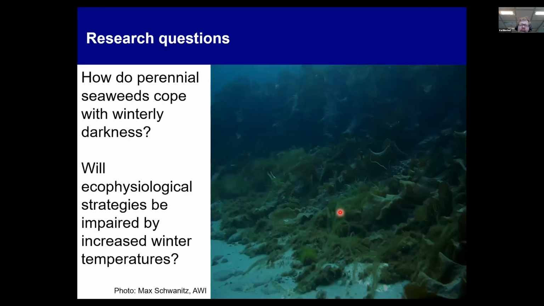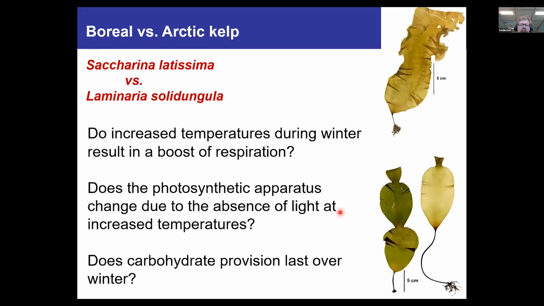So we were thinking how the seaweed can cope with winterly darkness and with the winters at increasing temperatures. We were comparing 2 different species, a boreal species, Saccharina latissima, and an endemic species, Laminaria solidungula, and we wanted to compare their different responses towards increasing winter temperatures.